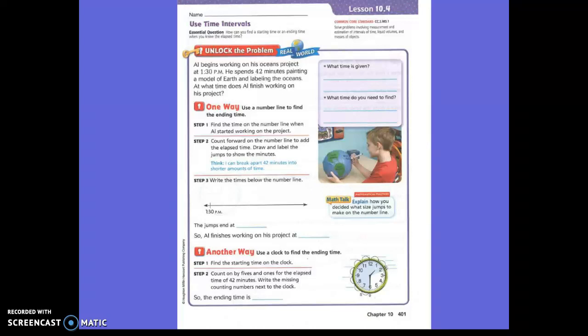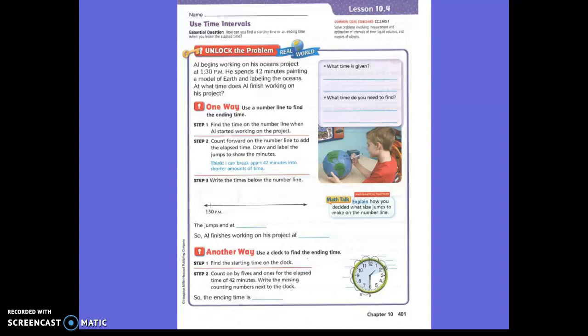Graders, today we're going to use a number line or an analog clock to add or subtract time intervals to find starting times and ending times. The last time that we did math, boys and girls, last week, you just found how many minutes was in between a start time and an end time, right? This time, they will tell you how many minutes, and you will find either the start time or the end time. Okay?